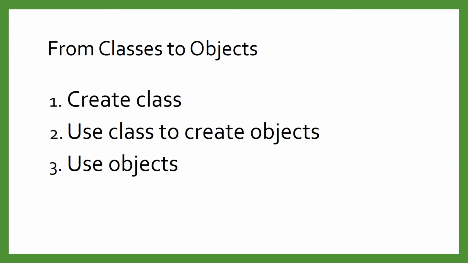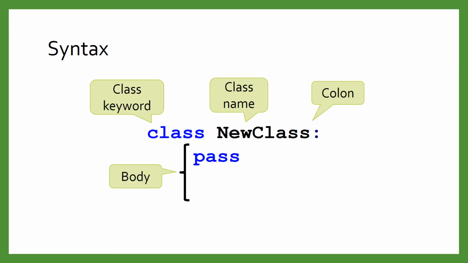However, before we can create an object, we create the class. Creating a class is actually quite easy and is similar to creating a function. We write the class keyword, followed by the name of the class and a colon. Then we write the body of the class. Notice that we capitalize the names of classes and don't use underscores. This is a common Python convention for naming classes.